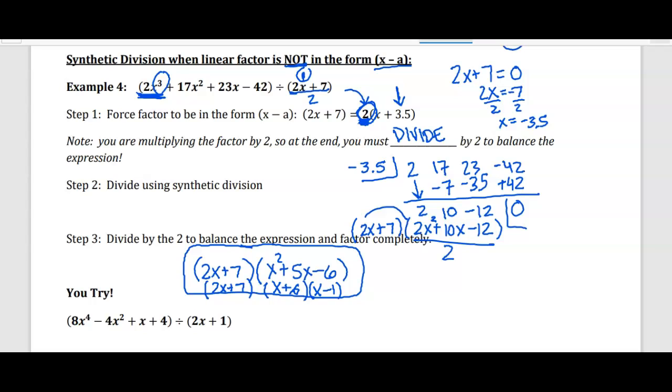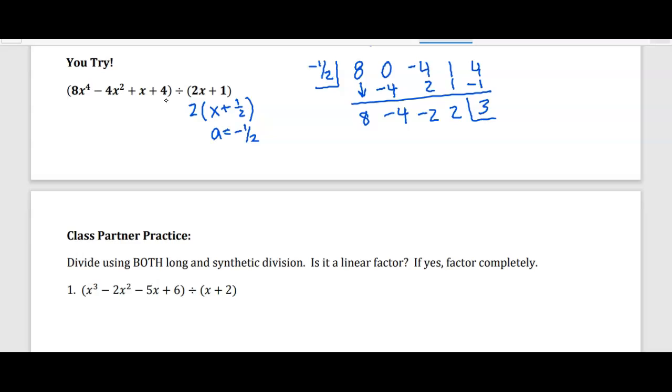All right, now what I want you to do is try the next problem, 8x to the 4th. So you have a quartic polynomial being divided by 2x plus 1. Make sure you take that 2 into account, do your division, but remember to divide by 2 at the end. Okay, so how'd we do with this one?